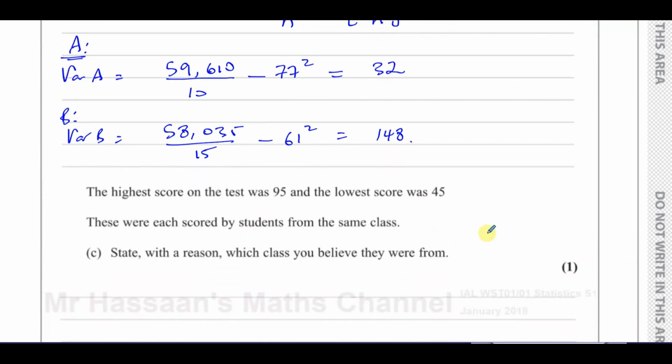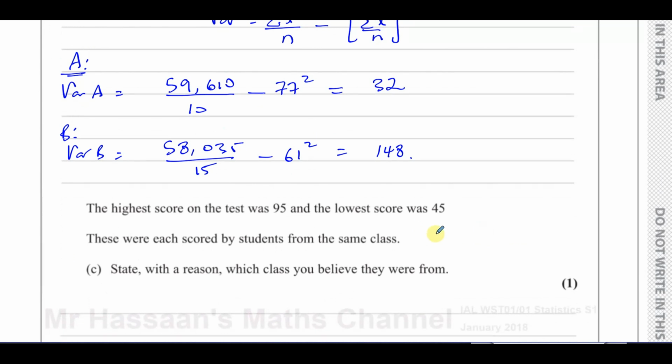It says the highest test was 95 and the lowest score was 45. These were each scored by the students from the same class. So the highest score out of all the students and the lowest score out of all the students was from the same class. State with the reason which class you believe they were from. Okay, so if that was the highest score in both classes and that was the lowest score in both classes, then that means the spread of scores in that particular class must be higher than the spread of the scores in the other class. The one which has a bigger range. Okay, the range of scores is bigger in the class which had this as the highest and that as the lowest. So, of course, the one that has a bigger variance is the one that's going to have the scores that are more spread out.